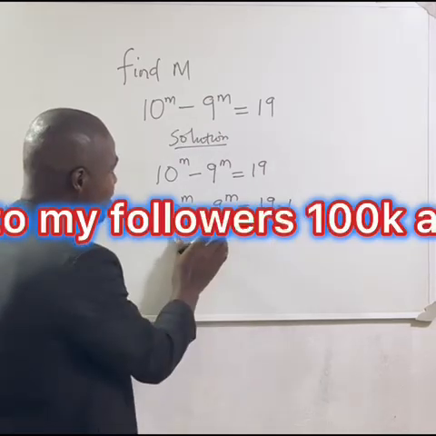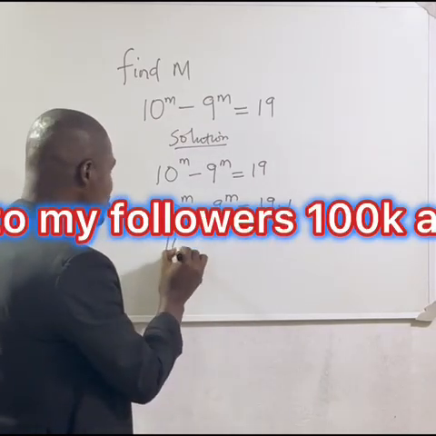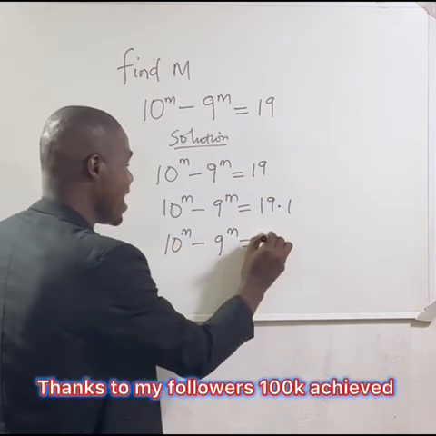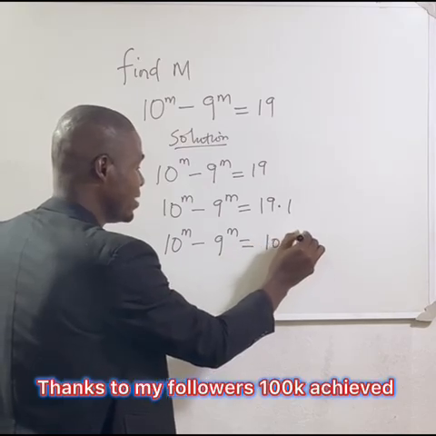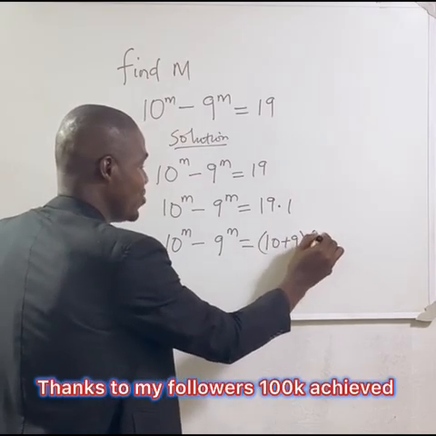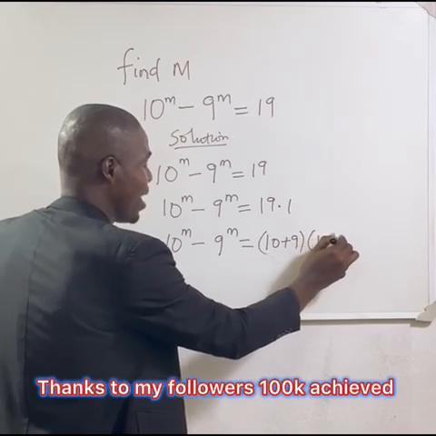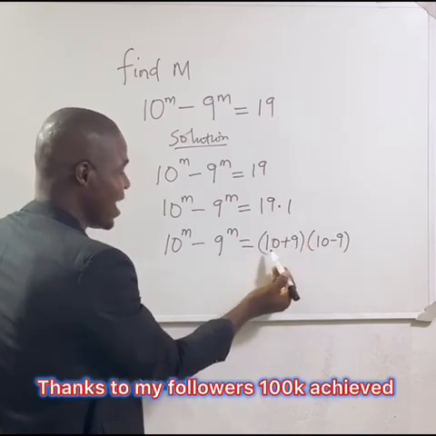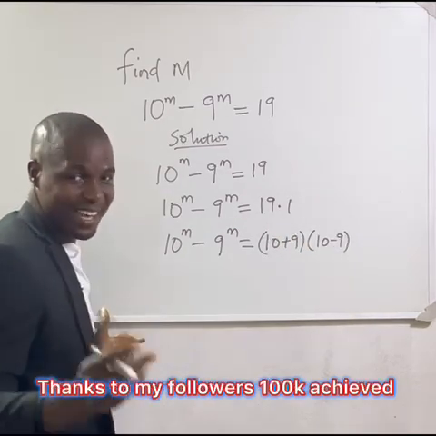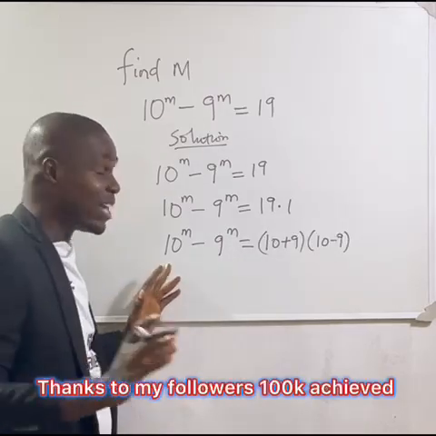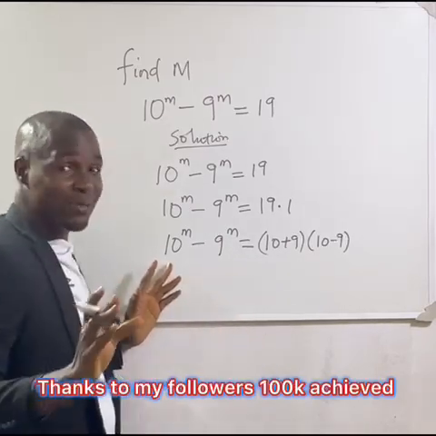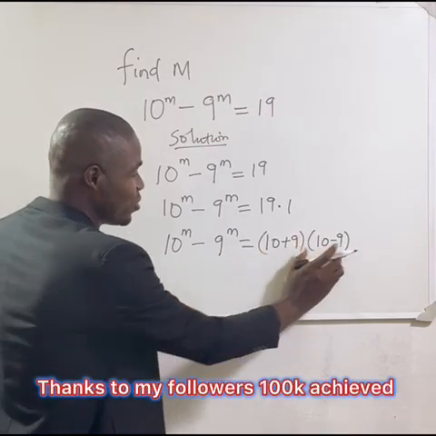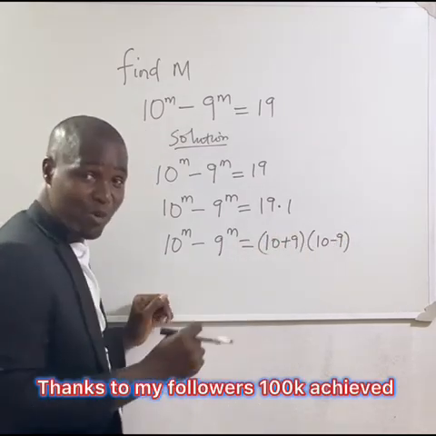So now you will discover that this equation, 10 raised to the power of n minus 9 raised to the power of n, is still the same thing as 10 plus 9 times 10 minus 9. 10 minus 9 is the same thing as 1, and 10 plus 9 is the same thing as 19. So we are solving systematically so that we'll be able to get a better way to actualize our n. When you multiply this bracket with this bracket, you will still get 19 multiplied by 1.